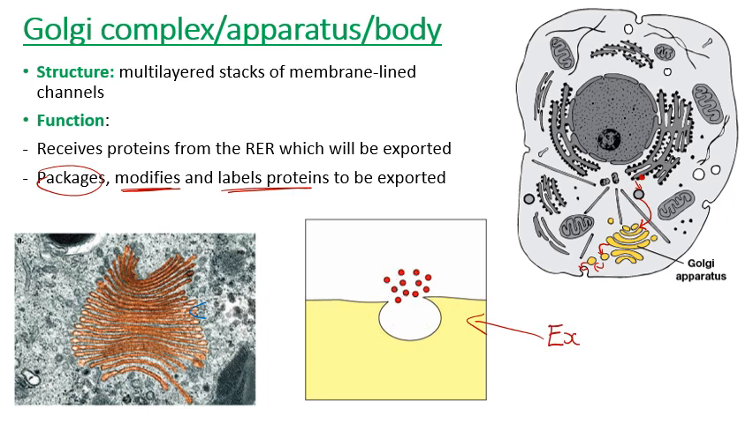And that whole process is called exocytosis. A vesicle joins with the cell membrane and releases whatever it's carrying, in this case proteins, out of the cell. Exo means outwards.